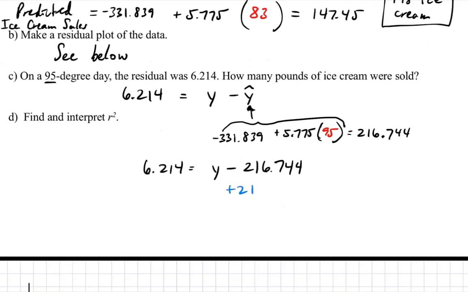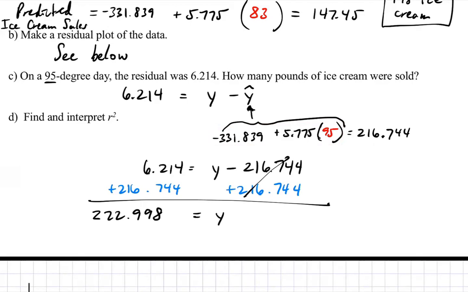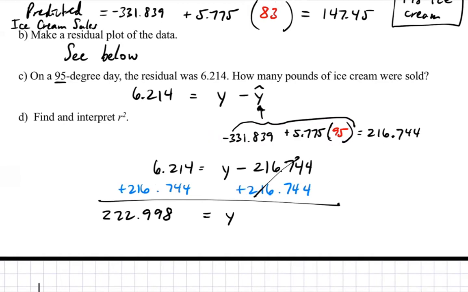Thank you. So you're going to add 216.74. That's the right number, right? To both sides. You plug 95 into the equation at the top. Okay. Add 216.744 to both sides. And what would you get? 217, 220... sorry, I didn't line up my decimals. 222.998. Okay, so how many pounds of ice cream are sold? You can round it up to 2. Okay. Again, froyo maybe.